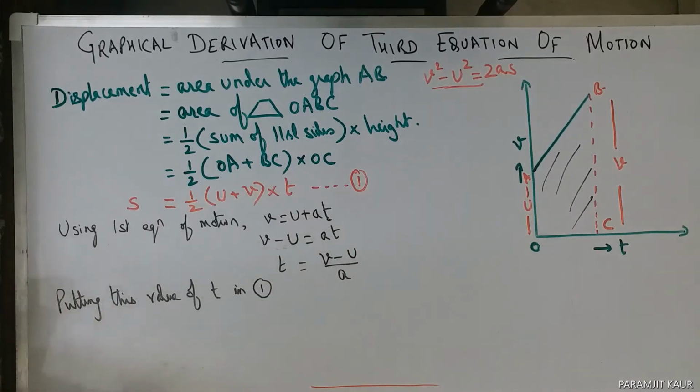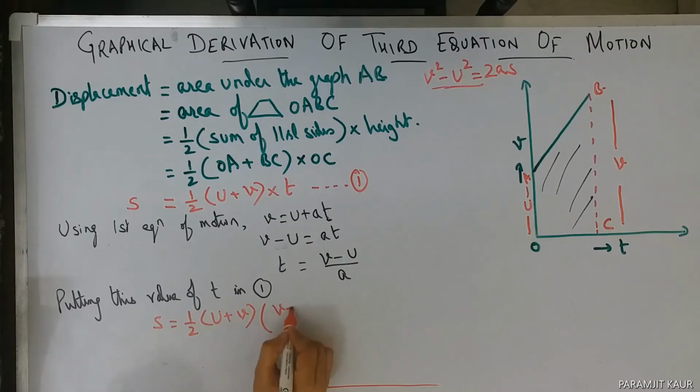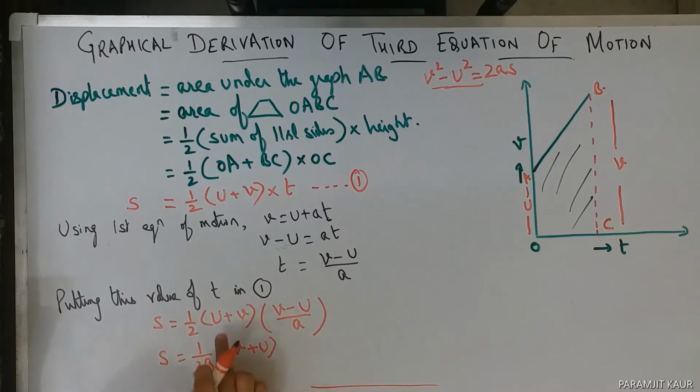Now when I do so, I'll put here s is equal to half (u plus v), and instead of t, I'll write (v minus u) upon a. Further, I'll take this a on this side. So I get s equal to 1 by 2a, into (u plus v). I can write it as v plus u also because there is a positive sign, so if I interchange, it doesn't make any difference, into (v minus u).